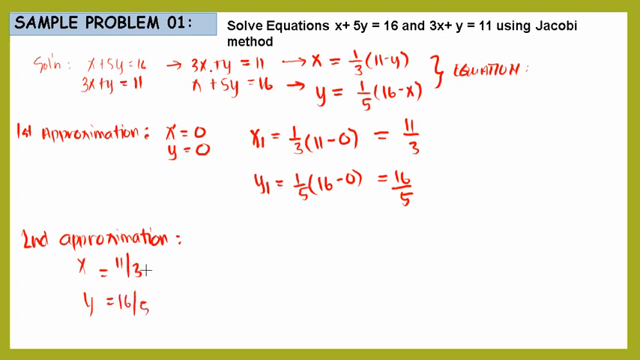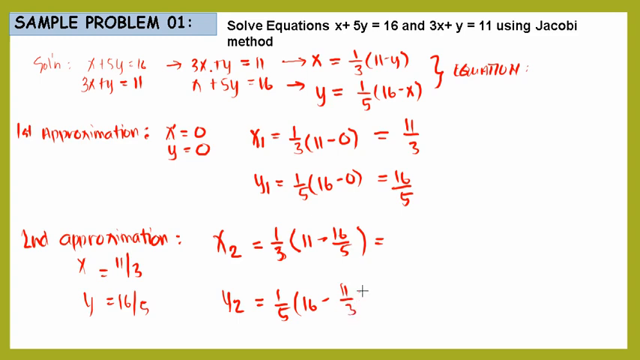So, pag meron na tayong value ng x and y, para makuha na natin yung value ng x sa second approximation natin and y sa second approximation natin, we need to substitute this value in our equation. So that is, we have here 1/3 (11 minus our value, 16/5). And for y, we have 1/5 (16 minus ang x natin is 11/3).